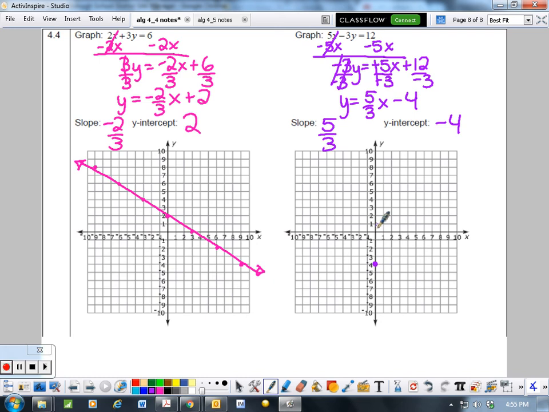Up 5, right 3. Up 5, right 3. I run out of room, so I go down 5, left 3. And that gives us our line.